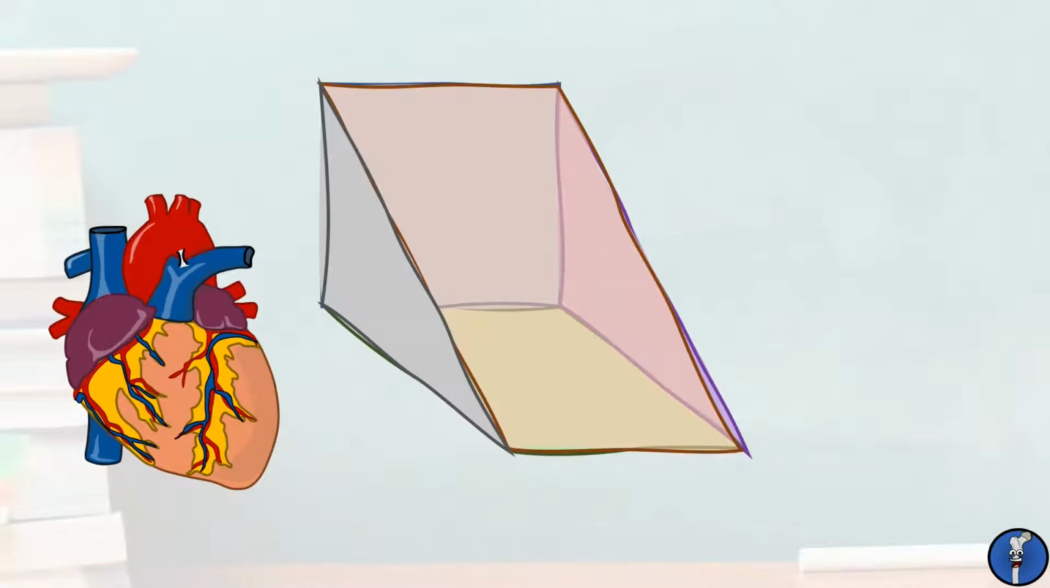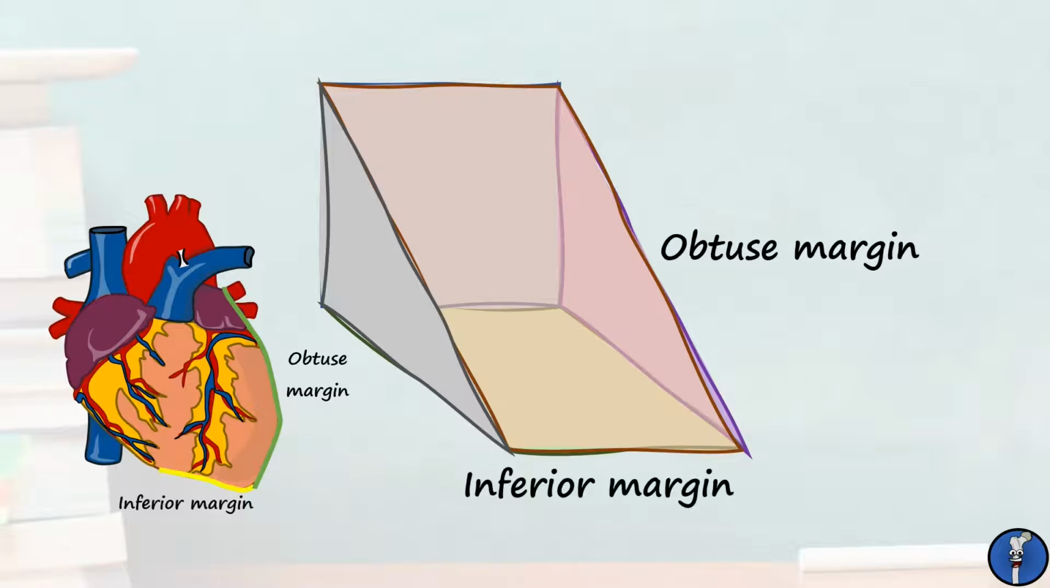Some other terminology we use to describe the heart are the margins. The two most important to note are the obtuse margin, which extends from the left auricle to the apex and separates the anterior and left pulmonary surfaces, and the inferior margin, which is the edge between the anterior and diaphragmatic surfaces. The point at which the obtuse and inferior margins meet is approximately the location of the apex, which is the point of the heart.